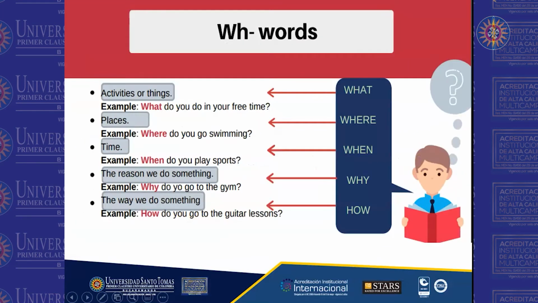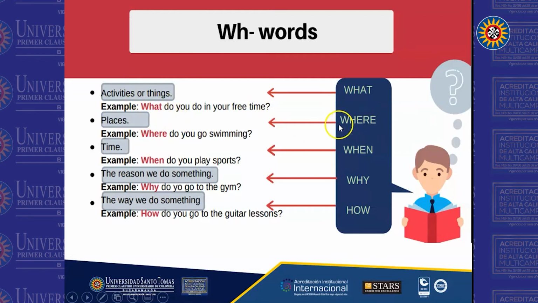Now let's see the WH words. Most of the words start with these letters, WH, but there are some others that don't start that way. Let's check the words. What? We use what to ask about activities or things. What do you do in your free time? I read a book. I play sports. Those are activities. That's why we use what.